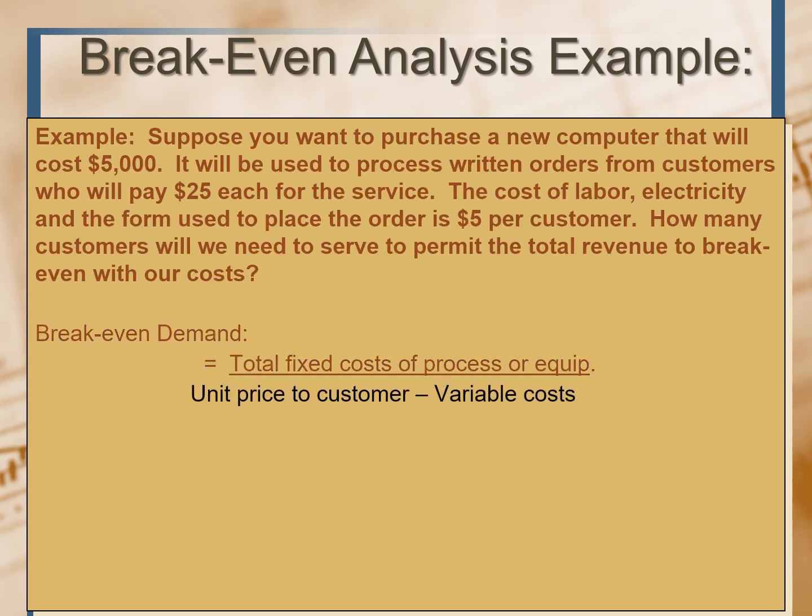Again, we're looking at these formulas. Here, total fixed cost of processor equipment is $5,000 divided by $25 which the customer is going to pay you minus the $5 that it costs you, leaving you $20. So you need 250 customers to break even.